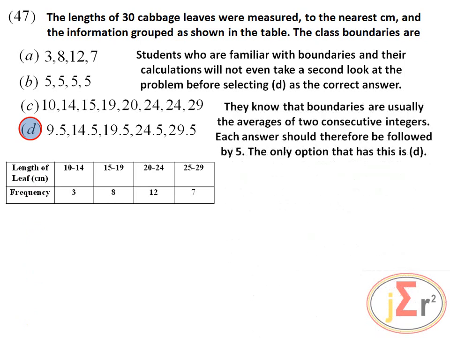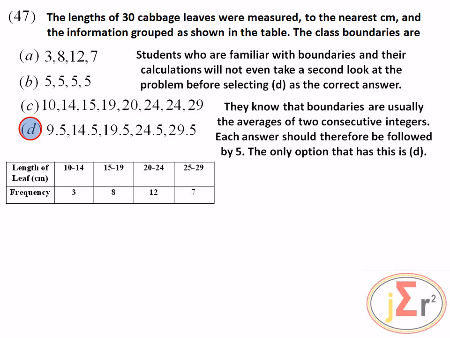They know that boundaries are usually the averages of two consecutive integers. Each answer should therefore be followed by 0.5. The only option that has this is option D. I think you could probably do an experiment on your own. Add any two consecutive integers and you will realize that the answer will have 0.5 at the end when divided by 2.